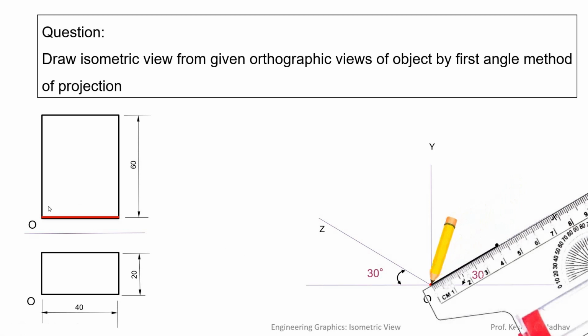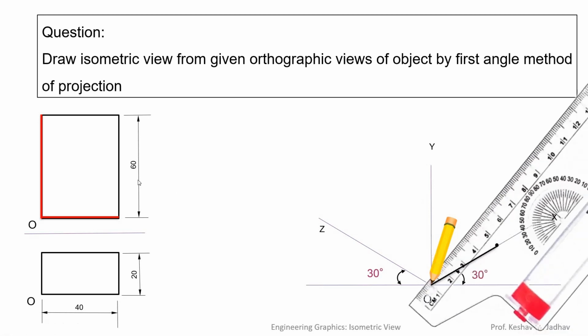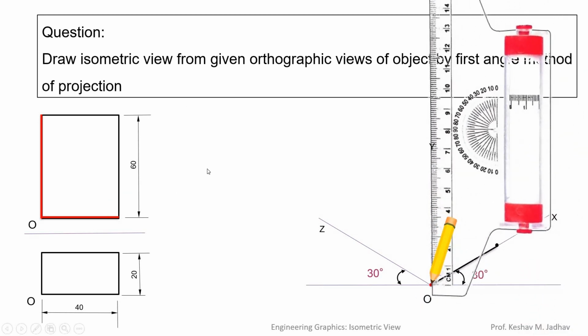Then there is one vertical line from point O. So we can draw a line along the y-axis and its length will be 60 mm. So we can measure 60 mm length and draw a vertical line like this. Then from this end there is a horizontal line like this. So this horizontal line is parallel to this line.